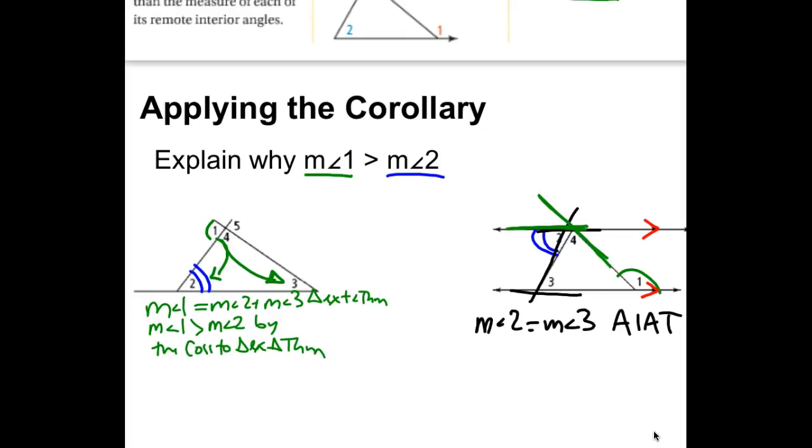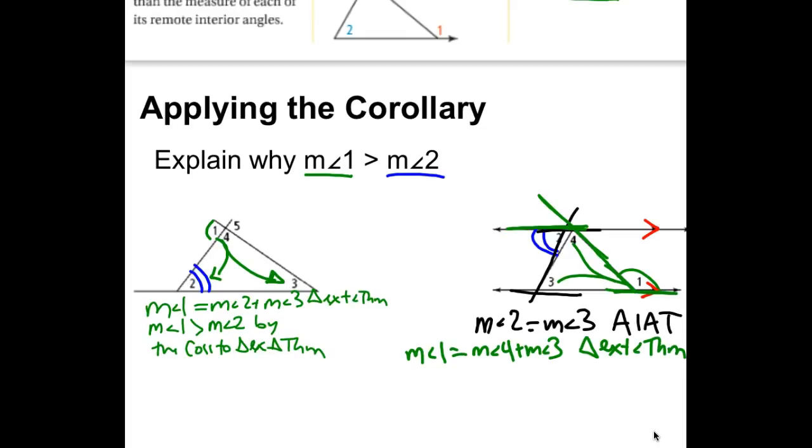But if we go down to angle 1, it is made by a side of the triangle and an extension of a side. We can use the triangle exterior angle theorem with angle 1. So I notice its remote interiors are 4 and 3. So I can say the measure of angle 1 equals the measure of angle 4 plus the measure of angle 3 by the triangle exterior angle theorem.